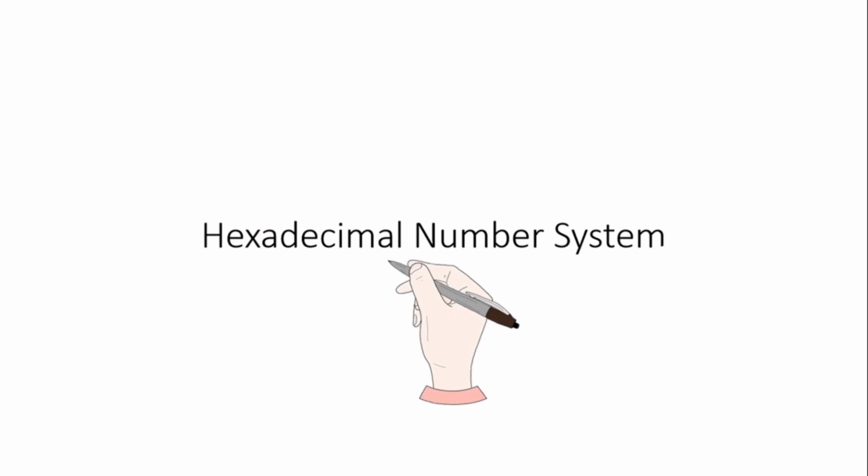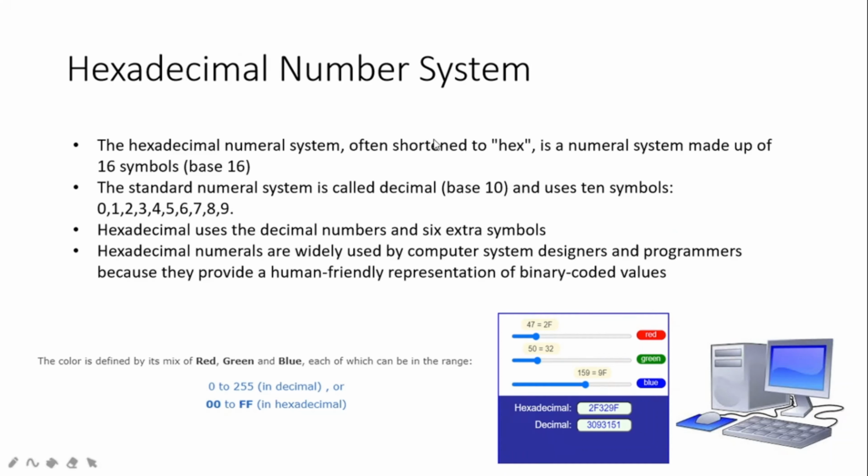We are going to learn about the hexadecimal number system. The hexadecimal numeral system, often shortened to hex, is a numeral system made up of 16 symbols. So the base or radix of the hexadecimal number system is 16. The standard numeral system is called decimal, which has a base of 10 and uses 10 symbols from number 0 to number 9. Hexadecimal uses the decimal numbers and 6 extra symbols, and these 6 extra symbols are from the alphabet, A to F.